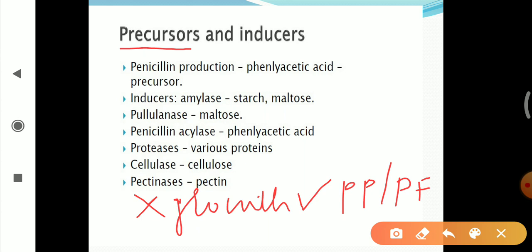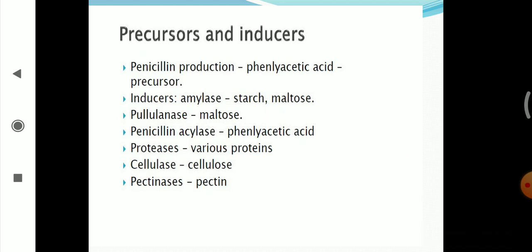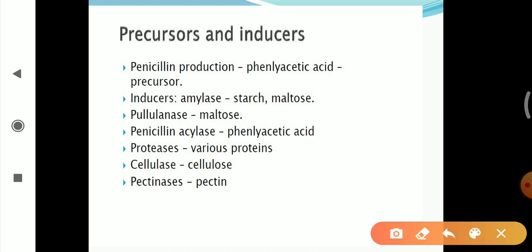The thing we have to remember about precursors is that they are added in the fermentation medium to regulate product production and product formation. They do not support the growth of microorganisms. The well-studied example is penicillin production.